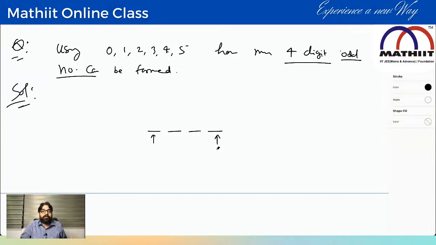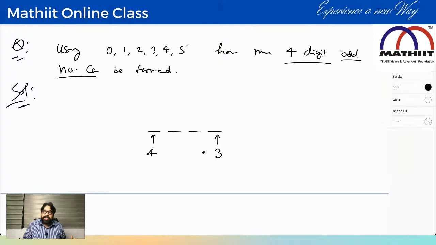This place can be filled in how many ways? This place can be filled in 3 ways, because either 1 can come here or 3 can come here or 5 can. So 3 ways. Now I'll fill this place. 0 cannot come here and one of these will not come. I don't know which came here, so only 4 digits are balanced for me. So this place can be filled in 4 ways.